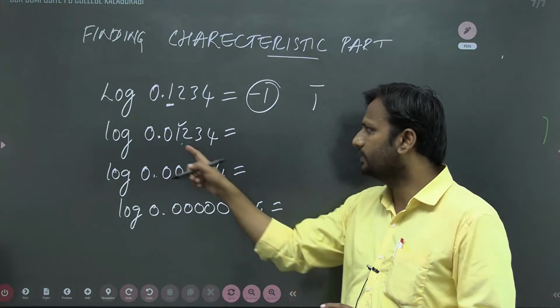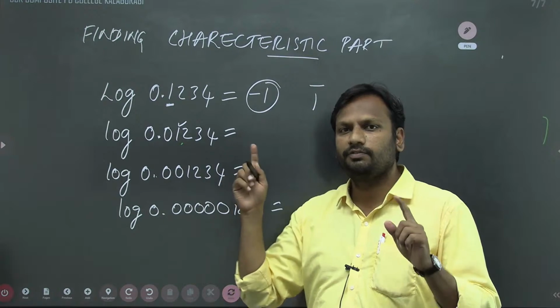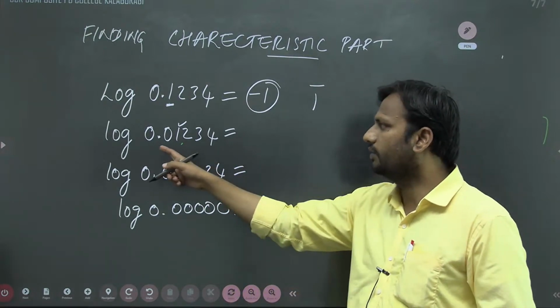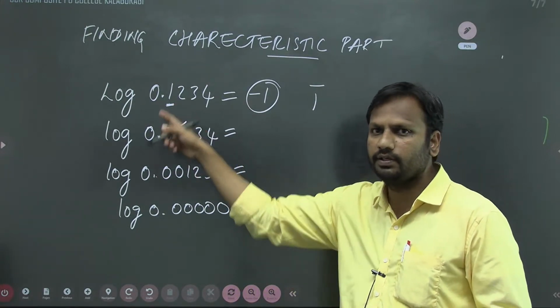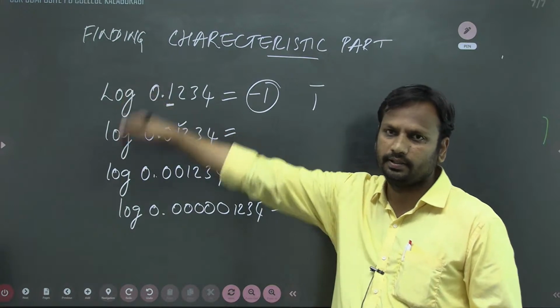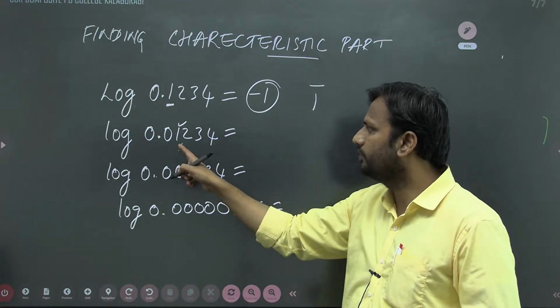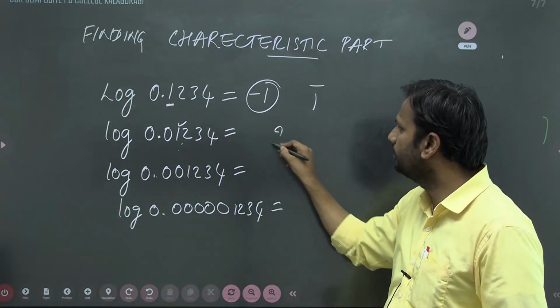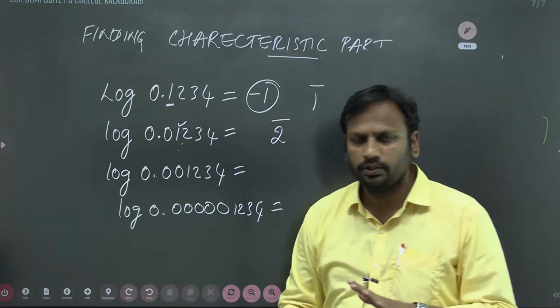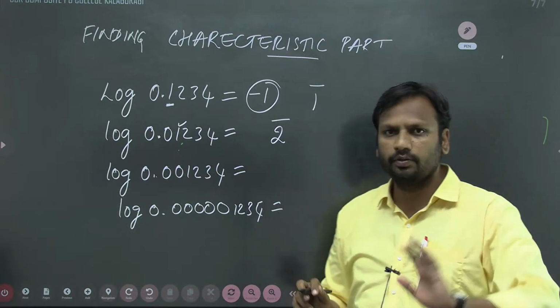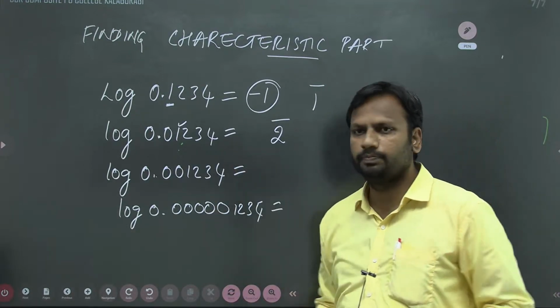So you should check the position of the first non-zero quantity after the decimal place if they have given 0 digits here. In which position do we have it? In the 2nd position. So you should mention 2 bar. Why we should write like this, I will tell you later. Now go for the next problem, students.